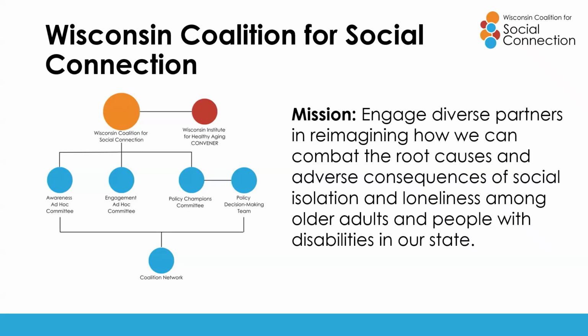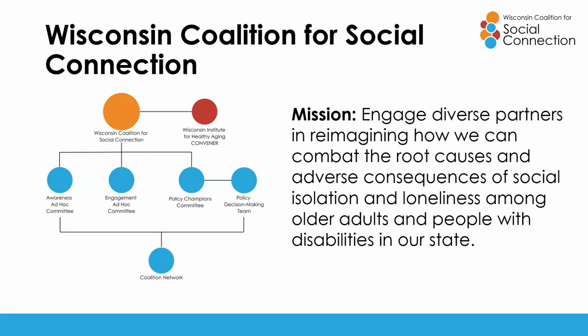The coalition's mission is to engage diverse partners in reimagining how we can combat the root causes and adverse consequences of social isolation and loneliness among older adults and people with disabilities in our state. Our target population of older adults and adults with disabilities was determined based on the lead members' experience working with those populations, and because there were existing efforts already focusing on other populations across the state.